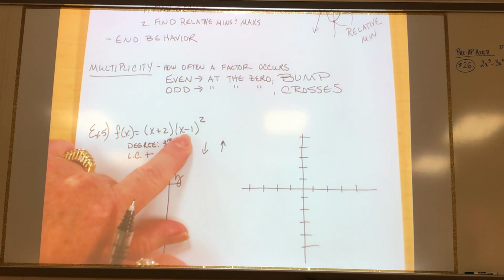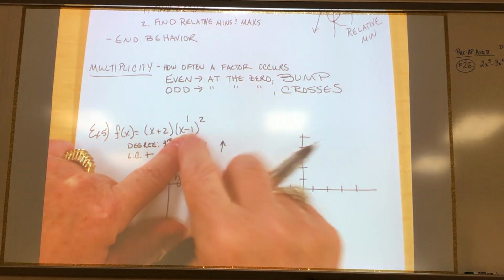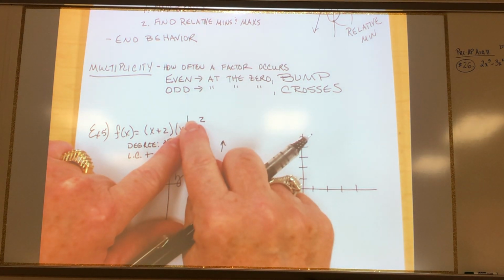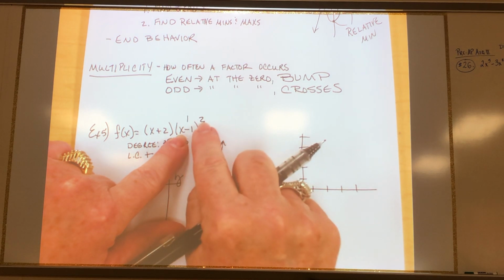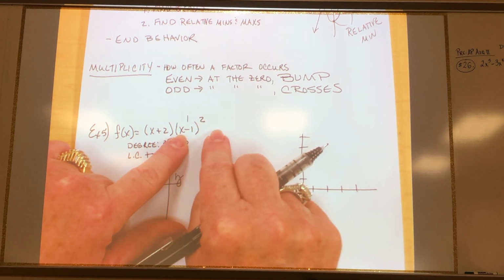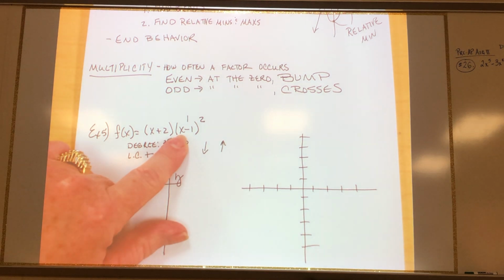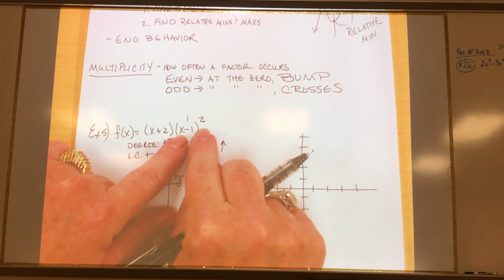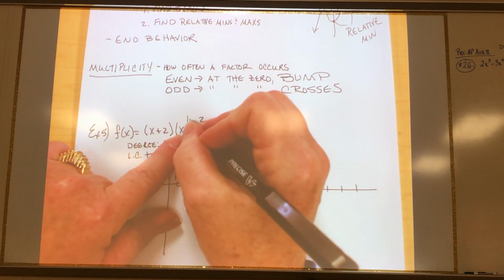This is my factor. What's my root? What's my 0? 1. Very good. It always changes its sign. And not only is it the 1, but what did I tell you? Not one squared, but how many times does it occur? Twice. Oh, so it's a double root. Very good. So he's a double root.